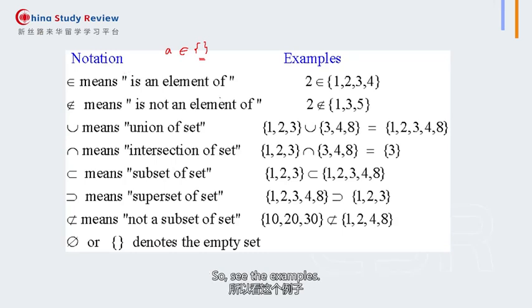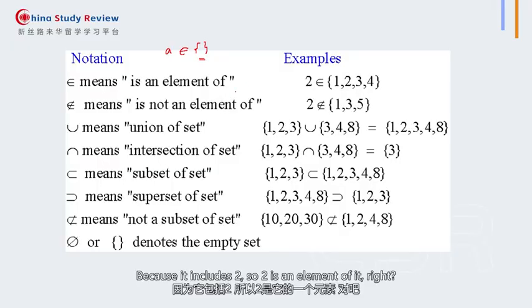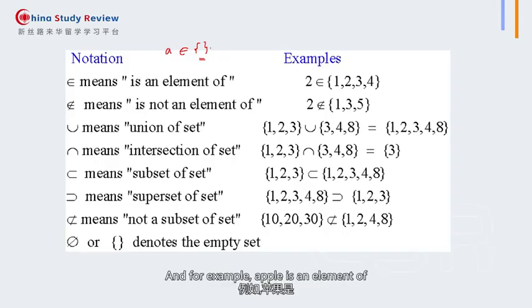So let's see the examples. 2 is an element of this set including 1, 2, 3, 4, because it includes 2. So 2 is an element of it, right? And for example, apple is an element of the universal set of fruits. This is how it is used, and this is maybe the most frequently used notation you're going to use in the future.